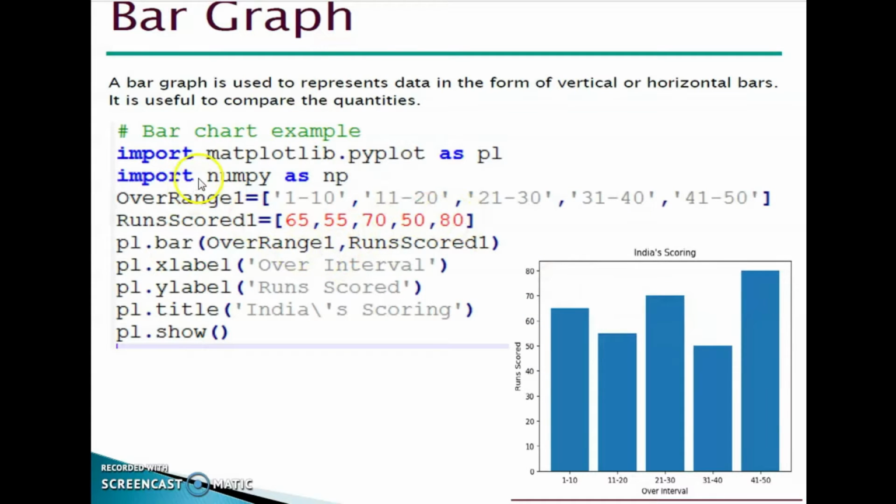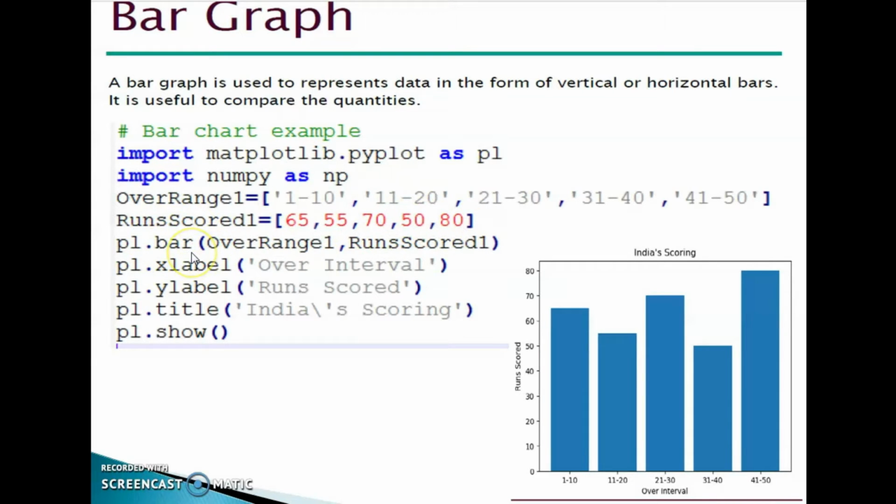Example: import matplotlib.pyplot as plt, import numpy as np. Then we specify over_range1 as a list: 1 to 10, 11 to 20, 21 to 30, 31 to 40, 41 to 50. Then runs_scored1, with the values 65, 55, 70, 50, 80.